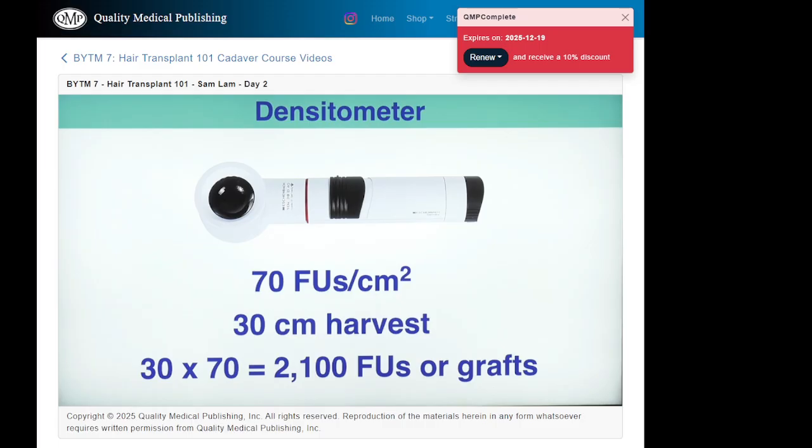I want to get as many donors as I can to transplant, so long as it's safe. But sometimes I wind up with 3,000 grafts. Sometimes I wind up with 2,100 grafts. I just want, as I told you, I don't charge per graft.